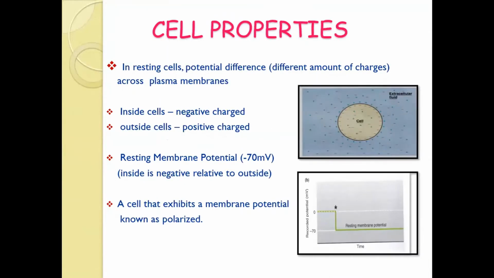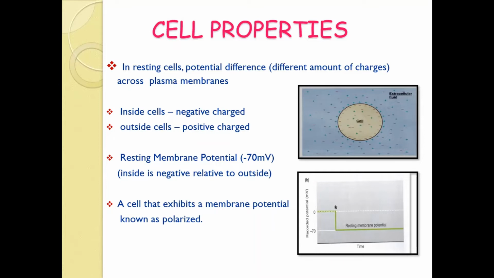Okay, so cell properties. In a resting cell, there is a potential difference, that means due to different amounts of charges across the plasma membrane. So the inside of the cell is normally negatively charged, the outside positively charged. When there is no action potential, the membrane has a resting membrane potential. In the nerve, it's about -70 millivolt. In cardiomyocyte, the resting membrane potential is about -90 millivolt, before an action potential can be generated.